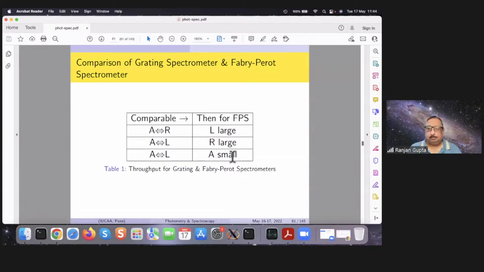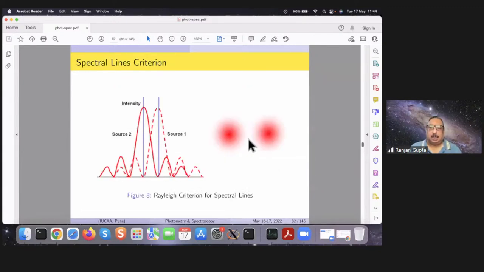Now, let's see. This concept again comes just like two stars. Now there are two spectral lines, right? Exactly the same Rayleigh criterion, but now this axis is, instead of distance between two stars, the wavelength axis. So same thing, two spectral lines, right?